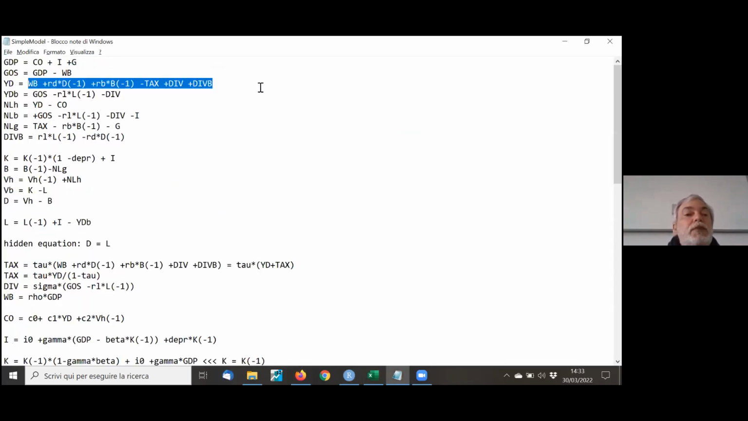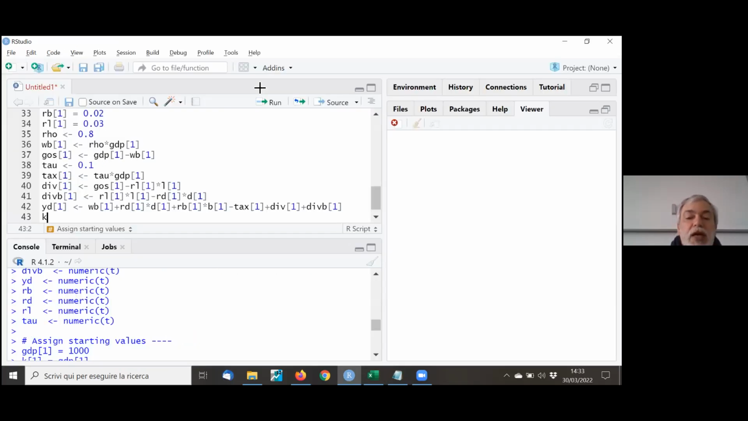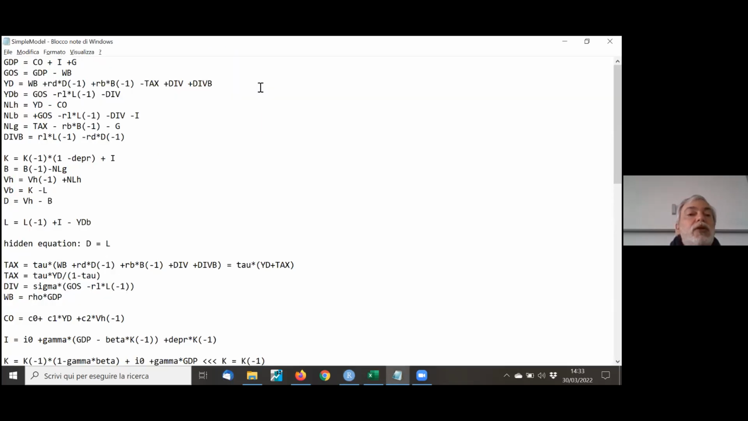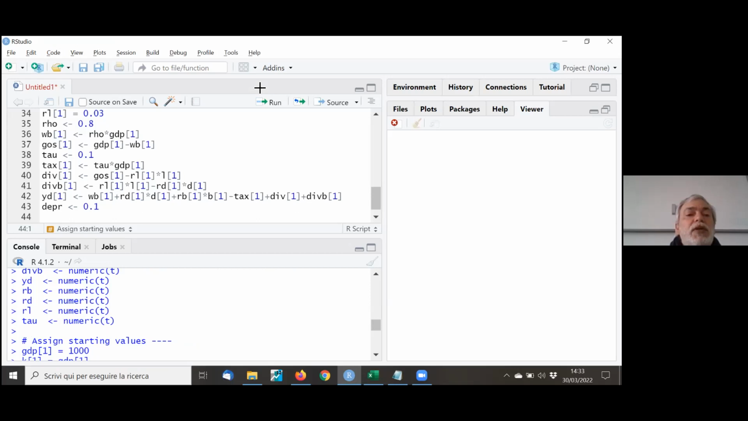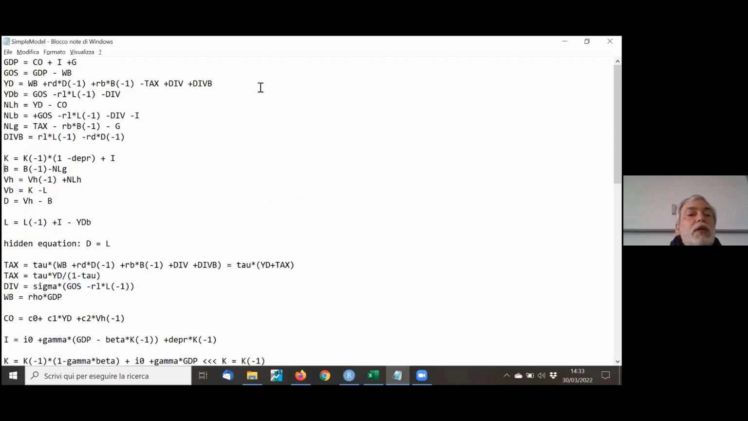Then what? I think we have covered this. Let's have K, but this is an equation, it's not the definition of K, but we need to create the parameter, the EPR, which would equal 10%. These are all being defined.